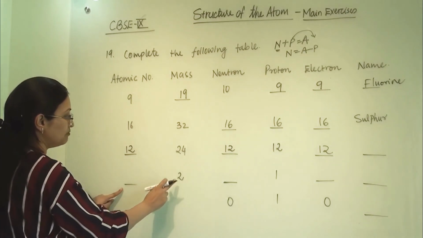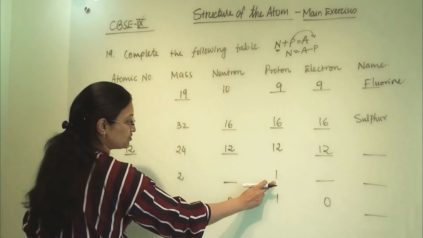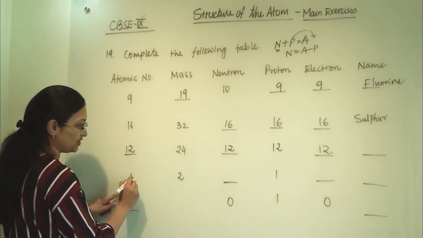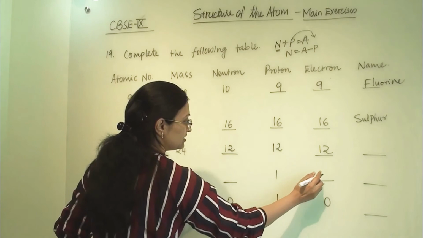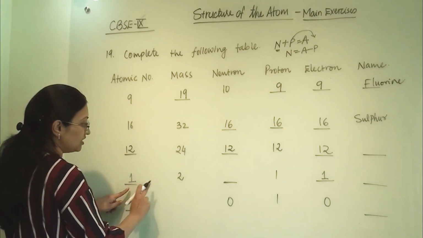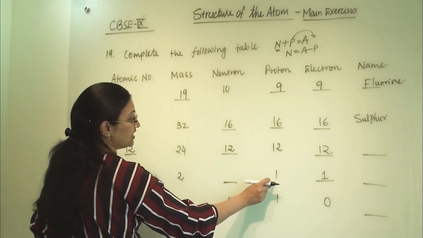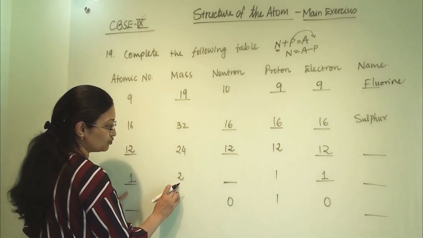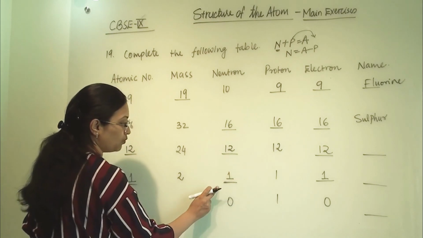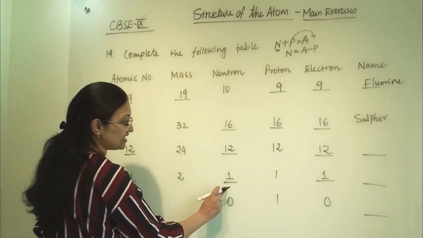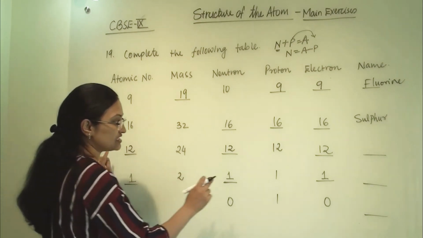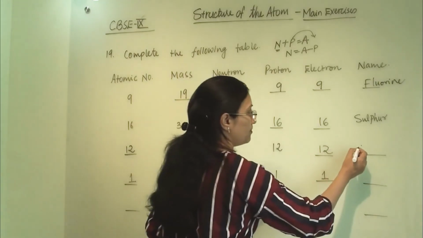Now here mass is 2 and proton is 1. When proton is 1 we can write here 1. Atomic number is 1 and the electron number is 1. When number of protons is 1 and mass is 2, 2 minus 1 gives neutron 1. So this element is hydrogen. Here atomic number is 12, so this element is magnesium.